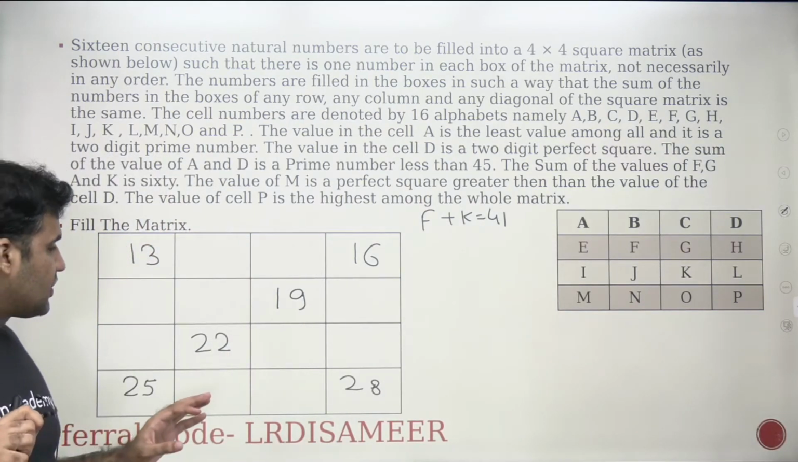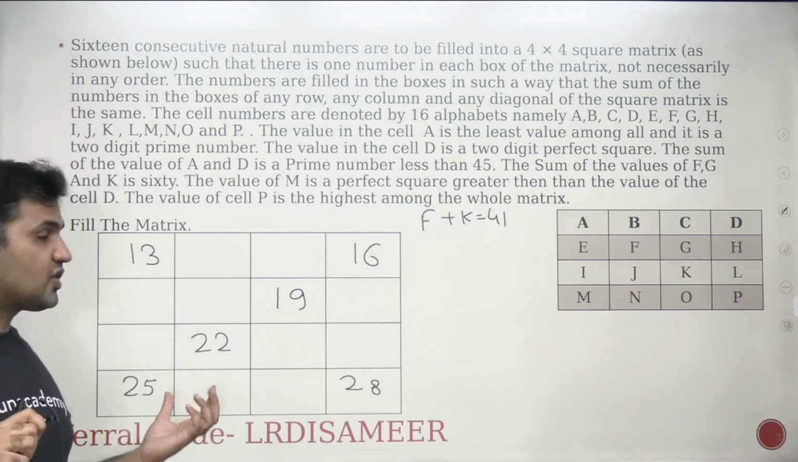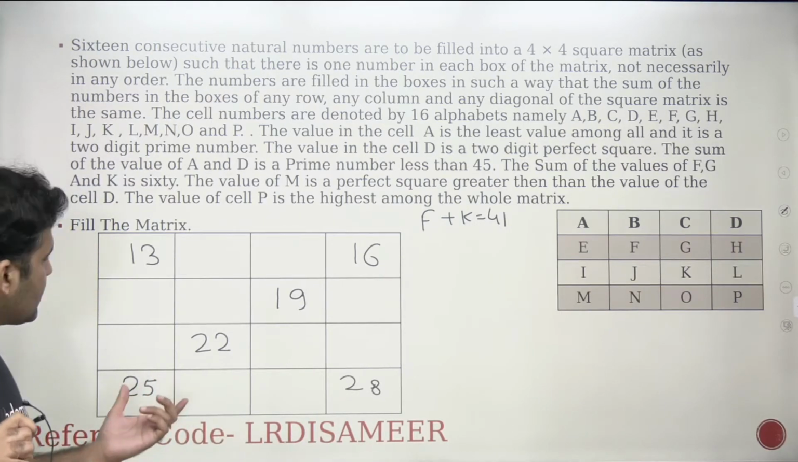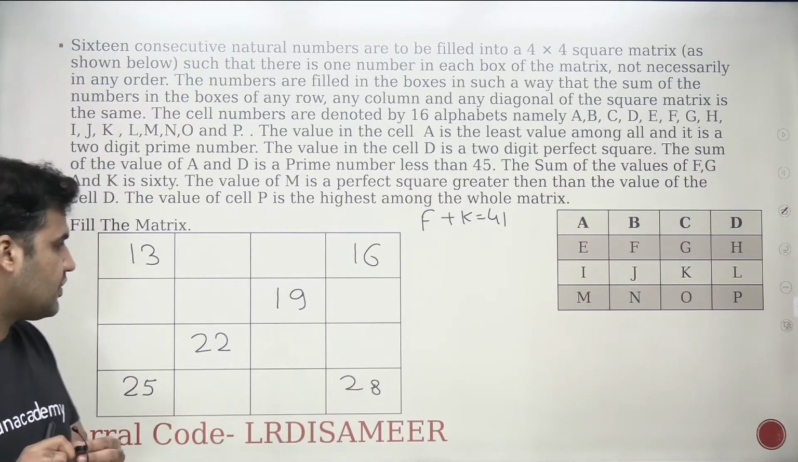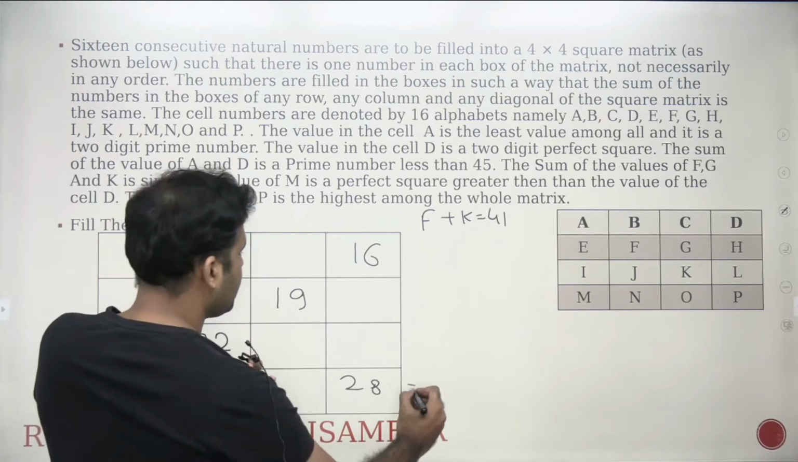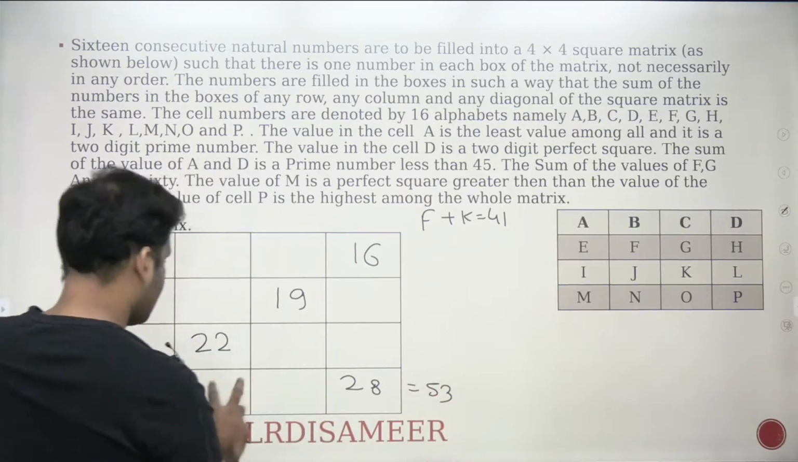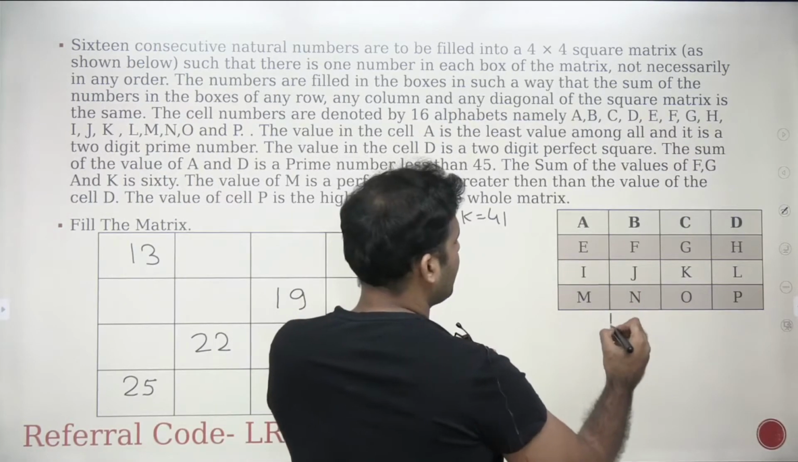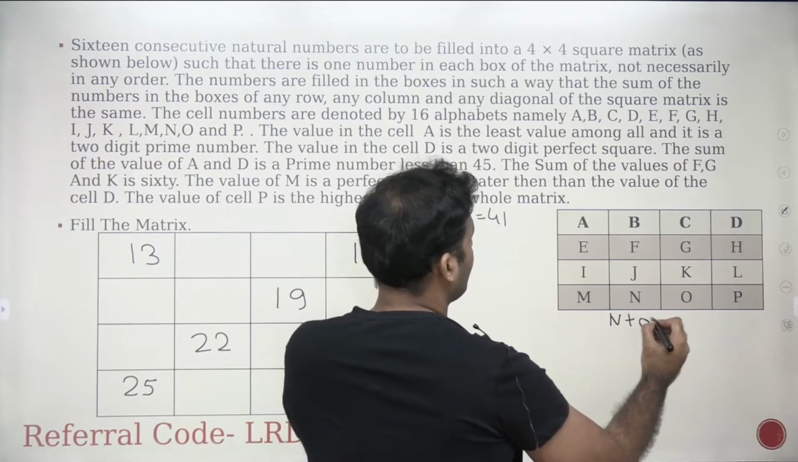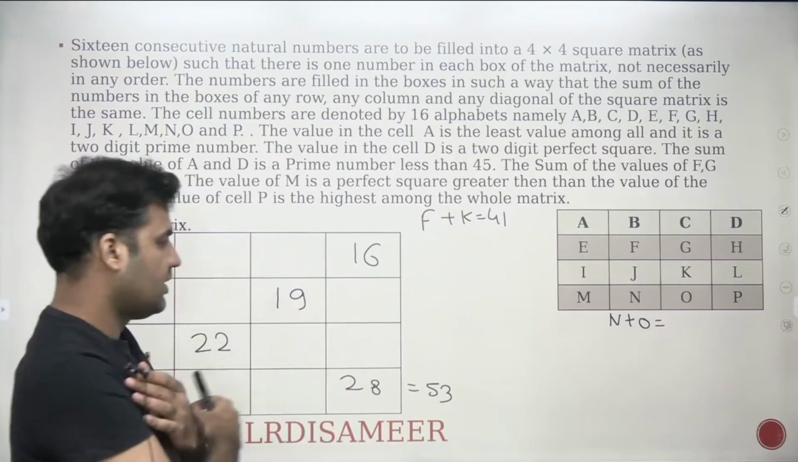We need to look for something which is short, and which has fewer cases. So which information should that be? You see that 25 plus 28 is 53 here. This value is 53 here. That means the summation of these two values. What are these two values? N and O. What should be the value of N plus O?